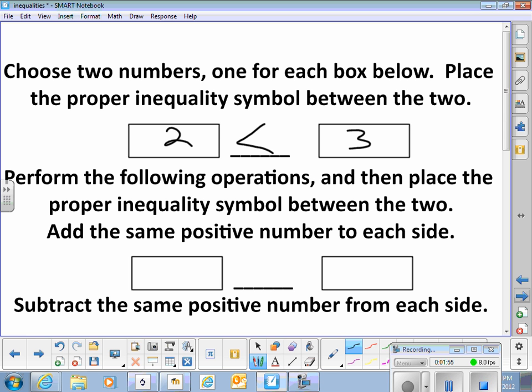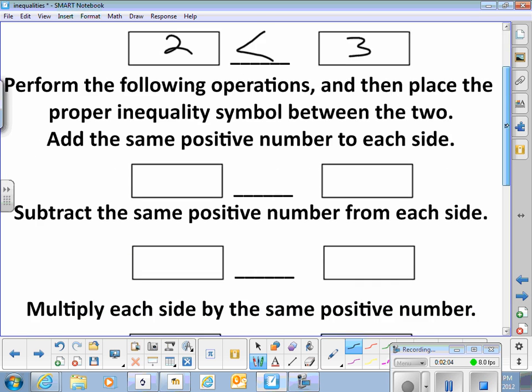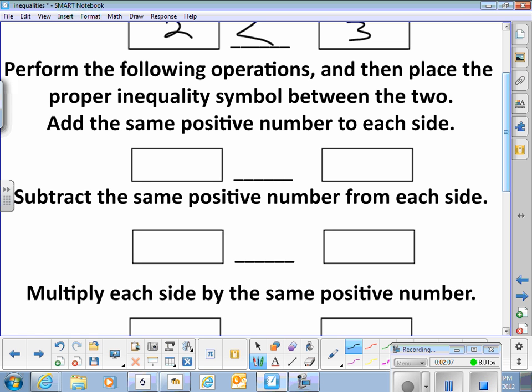So let's do some math on these numbers and see what happens. We've solved equations before, but solving inequalities is a little different. So let's do some solving on these guys. Okay, if we want to add a positive number to each side, let's add 2 to each side. So 2 plus 2 is 4, 3 plus 2 is 5, 4 is less than 5. The inequality symbol is still facing the same direction.